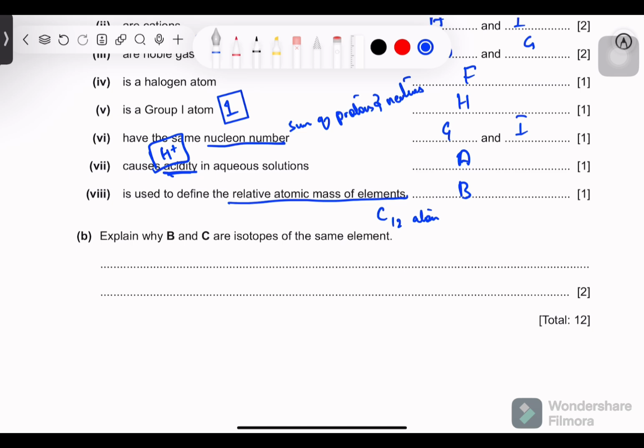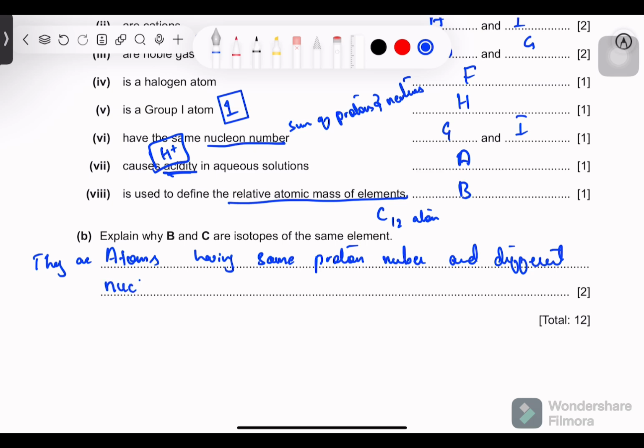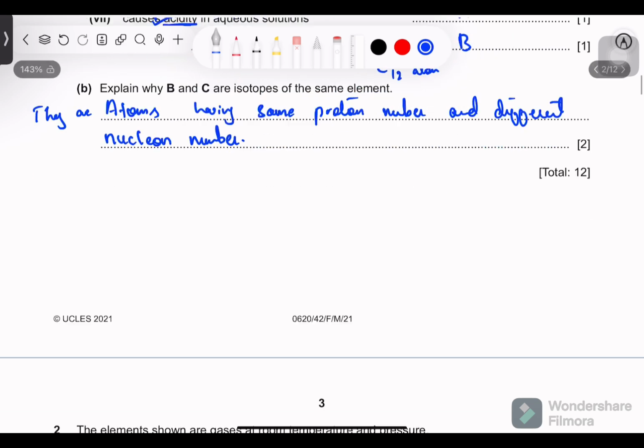Explain why B and C are isotopes of the same element. So isotopes are atoms having the same proton number and different neutron number or nucleon number. In other words, they have the same number of protons but different number of neutrons.